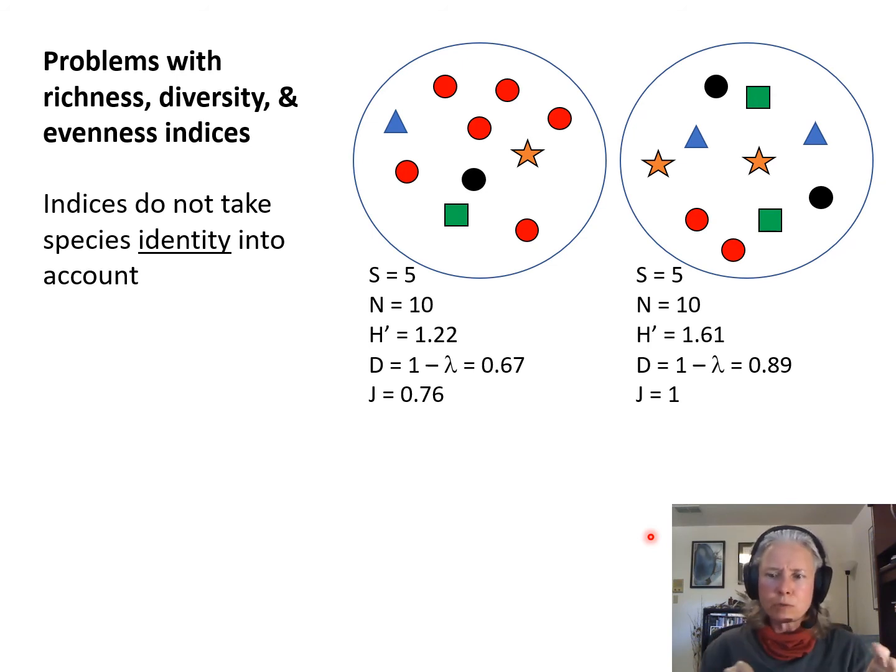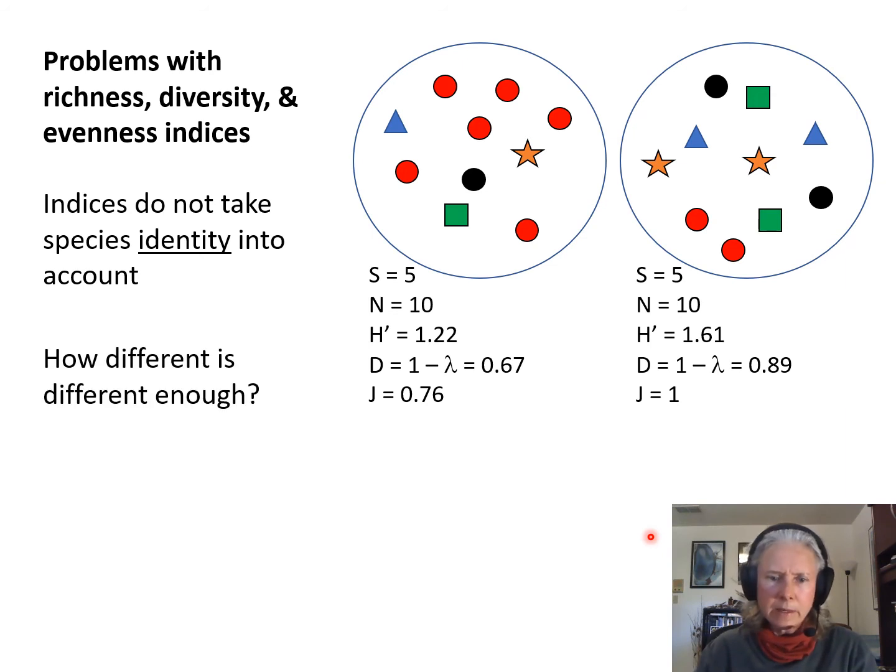Similarly, they don't distinguish between established species and vagrant, transient, or accidental species, or one-hit wonders. Things that are established and consistently found versus things that are accidental, that you see once and never see again. So these indices don't take that into account. And then, as I mentioned before, how different is different enough? Is 1.22 really that different from 1.61? Well, without knowing what the actual scale of the data are, you don't really have any way of distinguishing that.